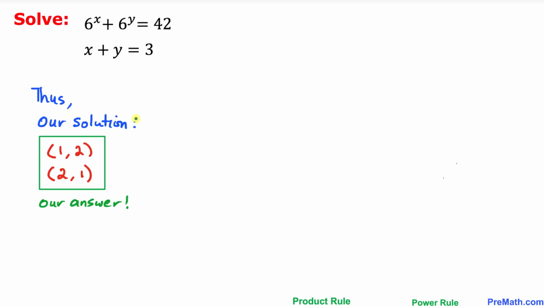Thus our complete solution to this given system of two equations, 6 power x plus 6 power y equal to 42 and x plus y equal to 3, turns out to be 1 comma 2 and 2 comma 1, and that's our final answer.